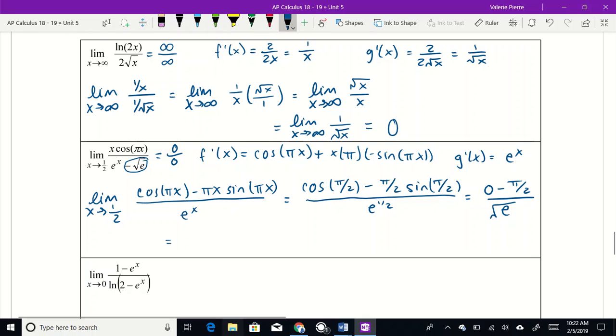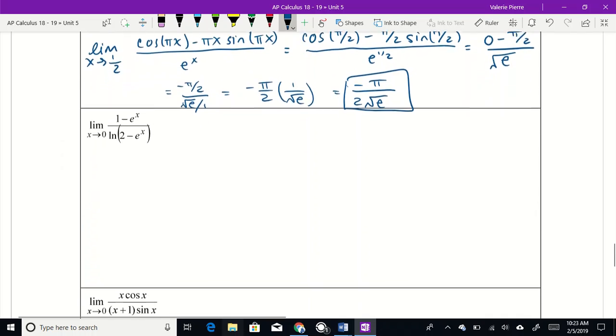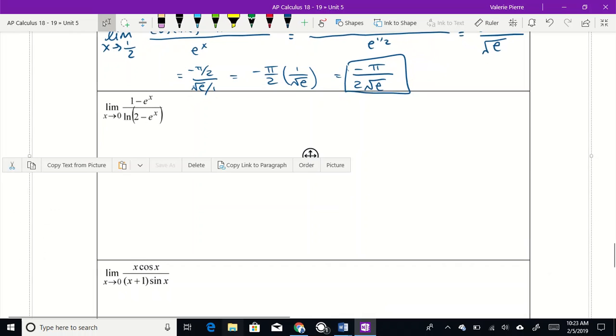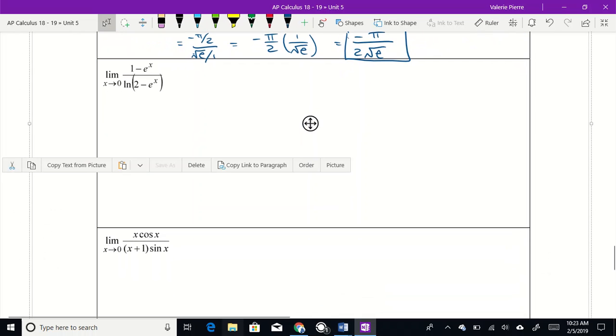So if I were to rewrite this as a mixed fraction, I get negative pi over 2 over root e over 1. I can rewrite as negative pi over 2 times 1 over root e. So my final answer is negative pi over 2 root e. So I want you to work on these two limit problems on your own, and determine what those values must be after using L'Hopital's rule.